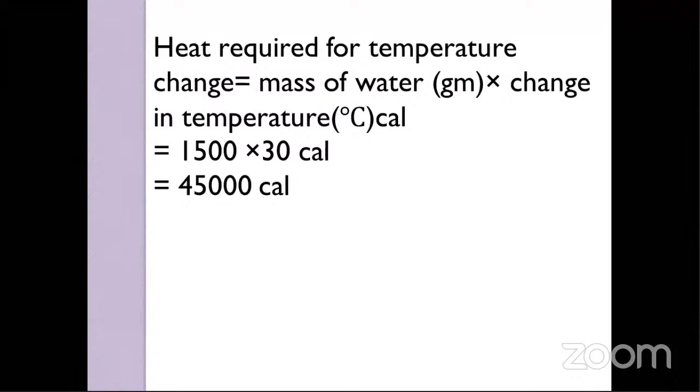We have to find the answer in calorie as well as in joule. So first answer we got, that is heat required for temperature change is equal to 45,000 calorie. Next we have to find the answer in joule. As I earlier said to you, 1 calorie is equal to 4.18 joule. This equation will be used for solving this example.